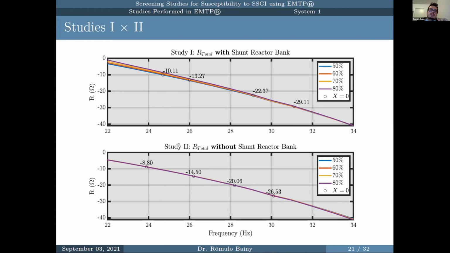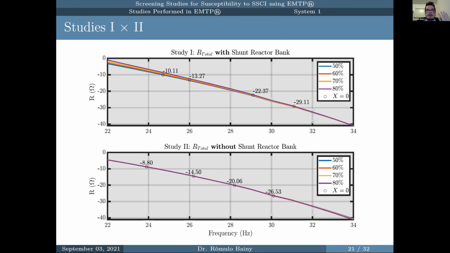And then the study number 2, again the R total, but this time without the shunt reactor banks. And you can see that the values are really close together. So for 50% here, we have minus 10.11 when we include the shunt reactor banks, and our R total, when we don't include them, is going to be minus 8.8. So the deviation here is going to be around 2-3 ohms. So in some situations, you can even remove your shunt reactor banks to perform some of these studies.